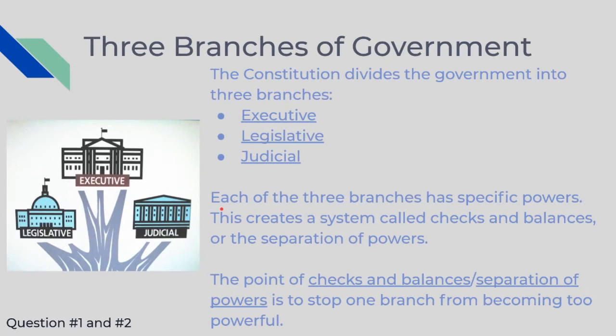So this then answers questions 1 and 2. Question 1 on your worksheet for this session asks for you to name one branch or part of the federal government. And question 2 asks what stops one branch of government from becoming too powerful. Go ahead and write those answers in now.